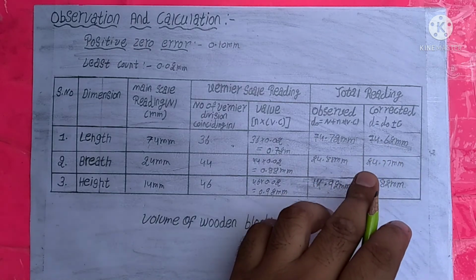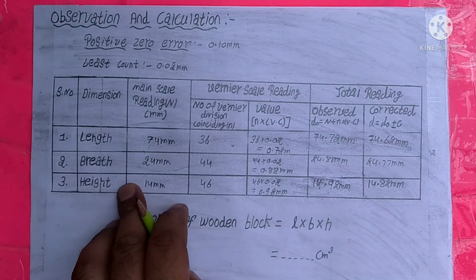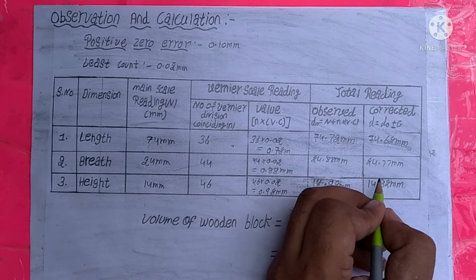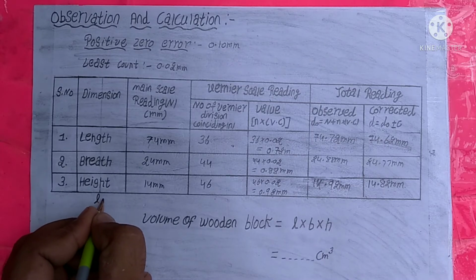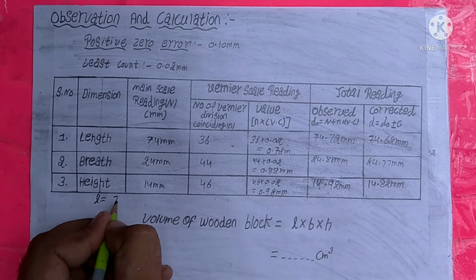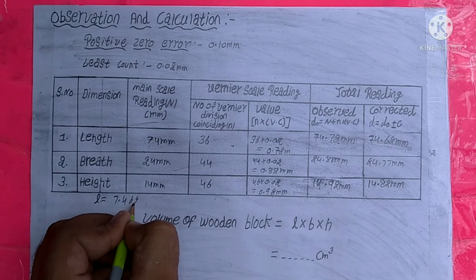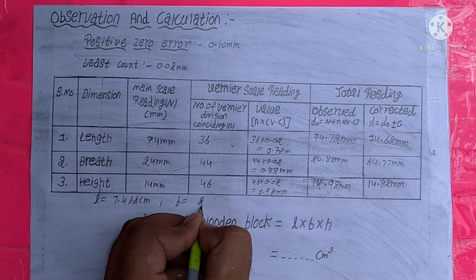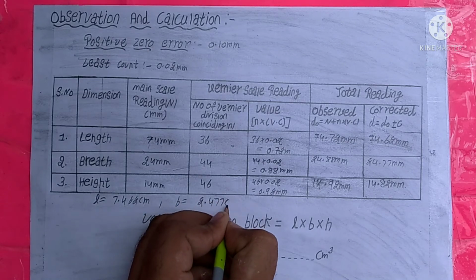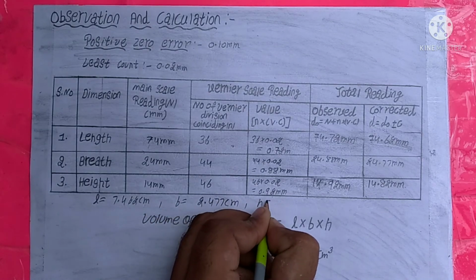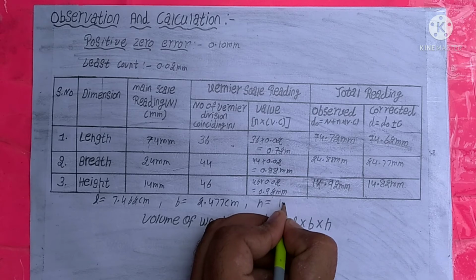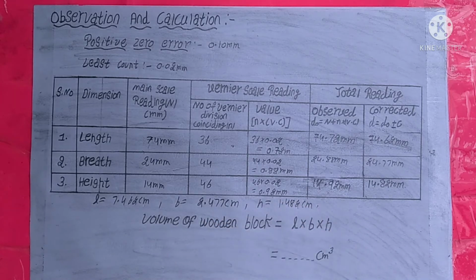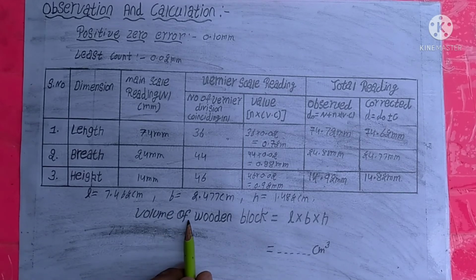So now next convert the length, breadth and height into centimeters. So just divide the length, breadth and height by 10. So our length comes out to be 7.462 centimeter and breadth comes out to be 2.477 centimeter and height comes out to be 1.482 centimeter. So next calculate the volume of the wooden block.